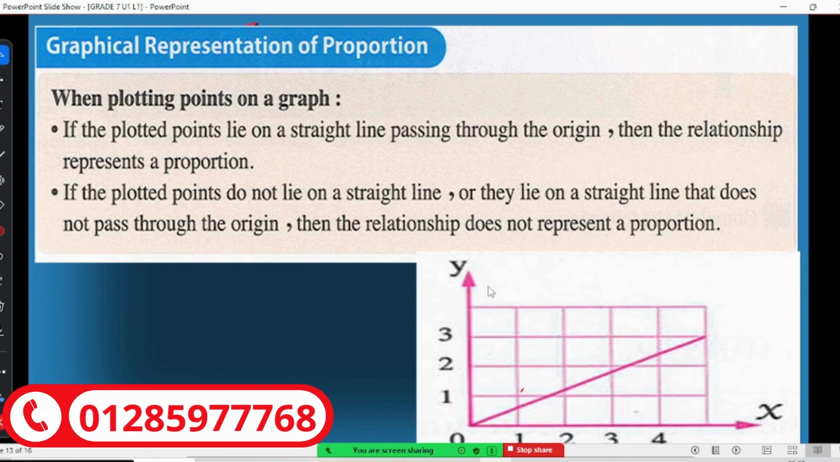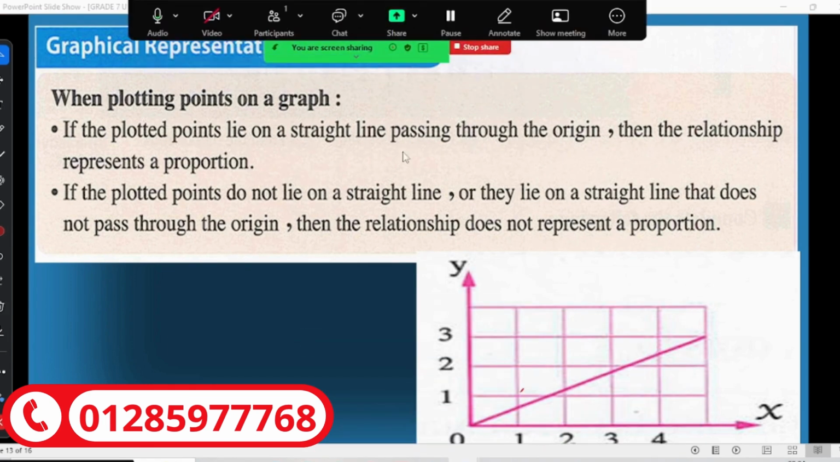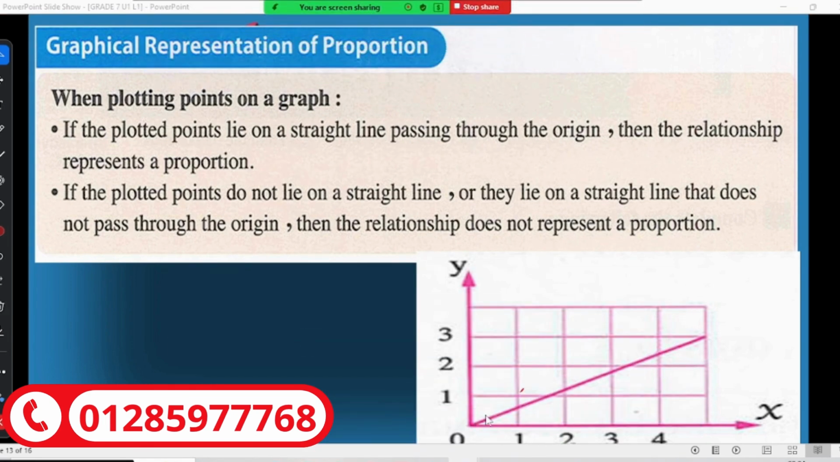How can we plot the ratio or the proportion between ratios? At first, if the plotted points lie on a straight line passing through the origin, then the relationship represents a proportion, as in this graph, where we have a straight line starting from the origin point, 0 and 0. If the plotted points don't lie on a straight line, or they lie on a straight line that doesn't pass through the origin, then the relation doesn't represent a proportion.